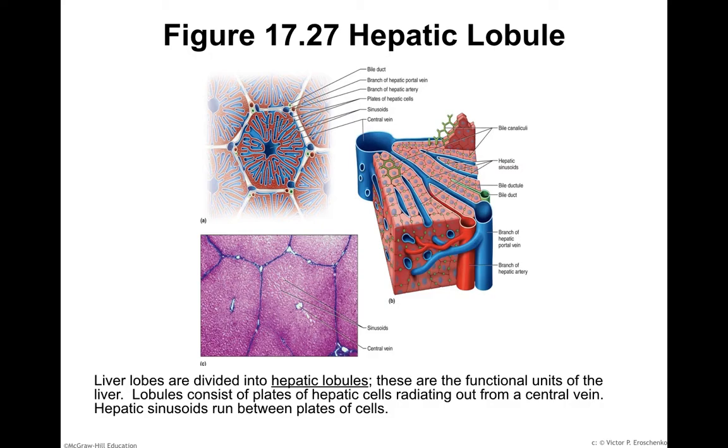Lobules have plates of hepatic cells that radiate out from a central vein. Here's a central vein. Their plate is right out here. And hepatic sinusoids run between the plates of cells. You can see those demonstrated here.